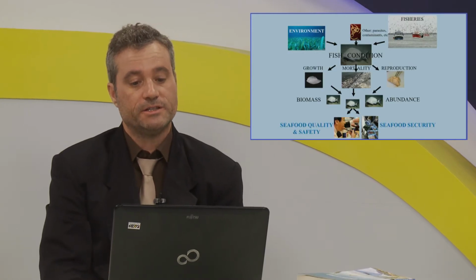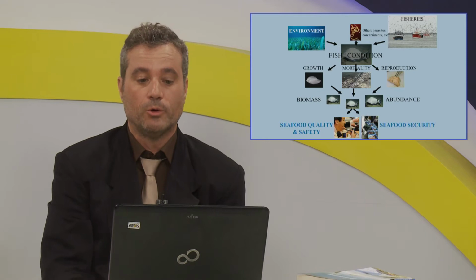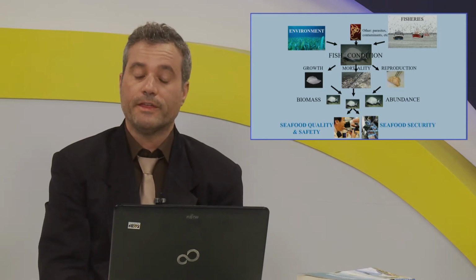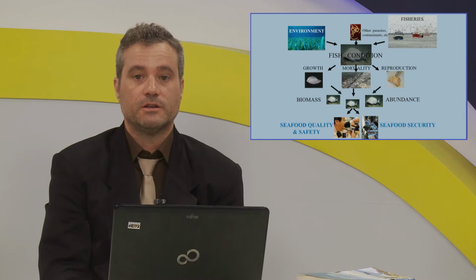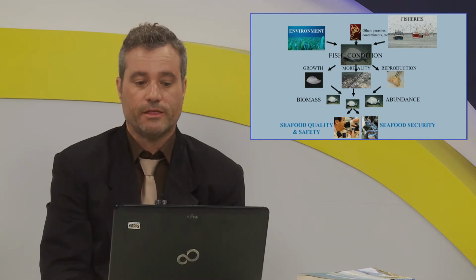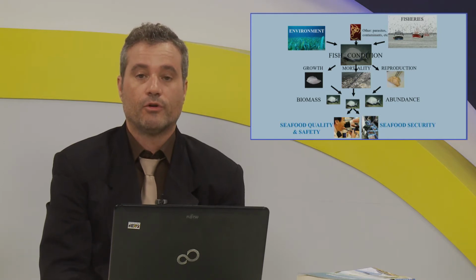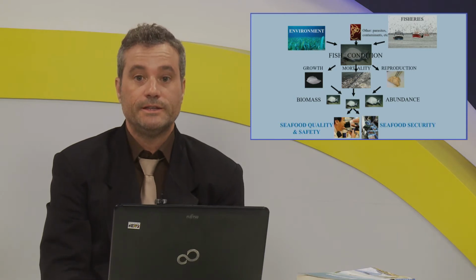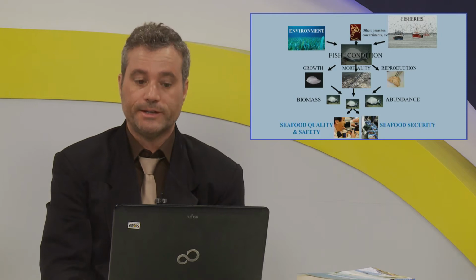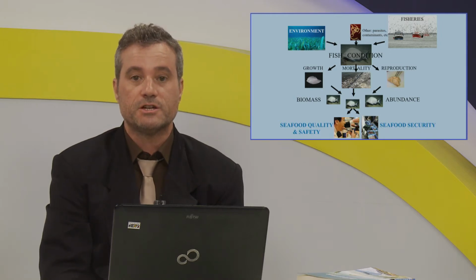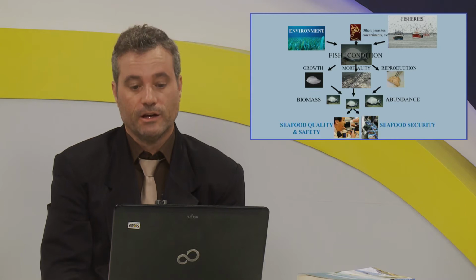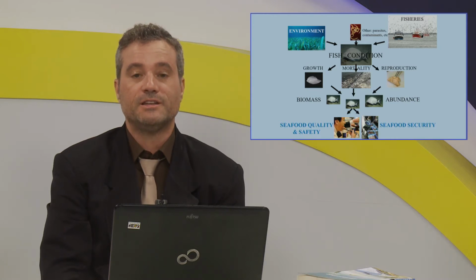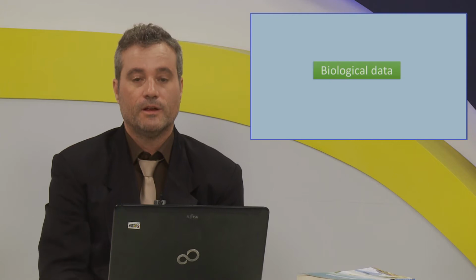This is the fisheries system from the biological point of view. We have fish, we have the environment, and we have fisheries and other factors impacting fish condition and fish health. Fish condition is important for growth, mortality, and reproduction of fish. These life history traits are important because they determine biomass and abundance of fish. And finally, this has a link to seafood security and seafood quality and safety.